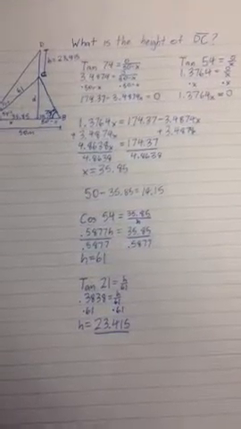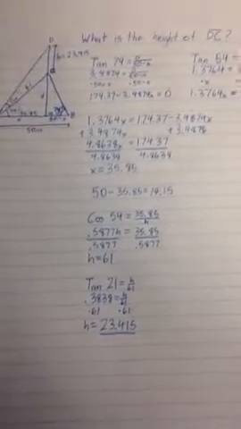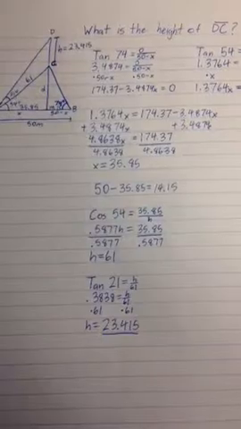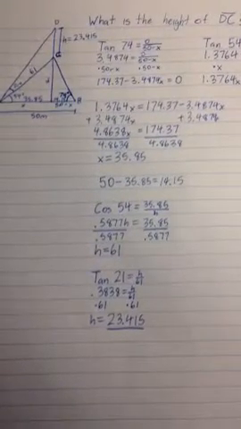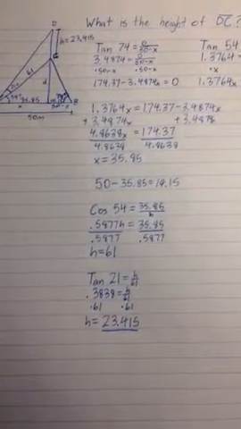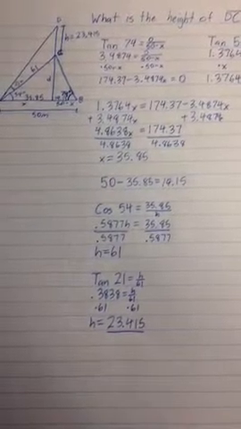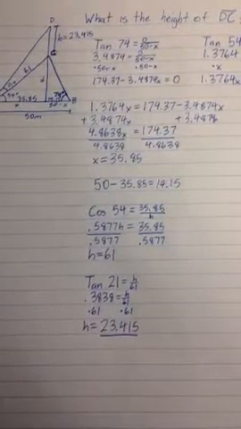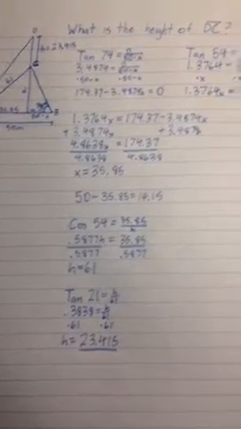So we set up that equation, and then we find the tangent of 74. We multiply both sides by 50 times x, and then we get 174.37 minus 3.4874x is equal to 0.